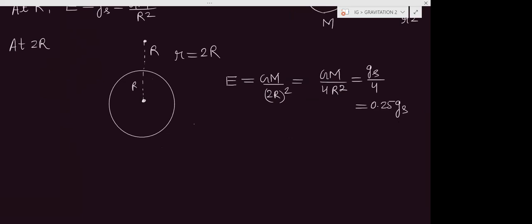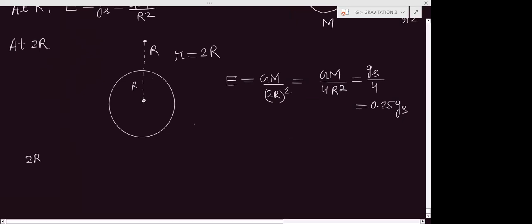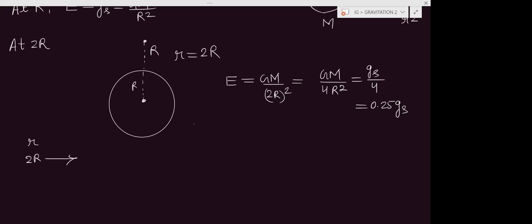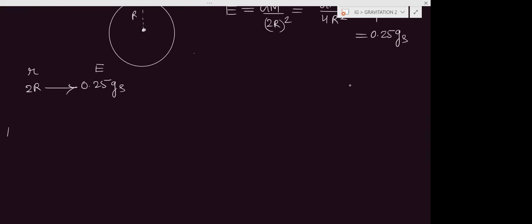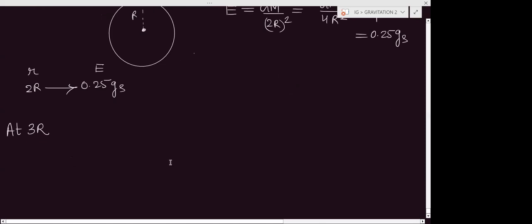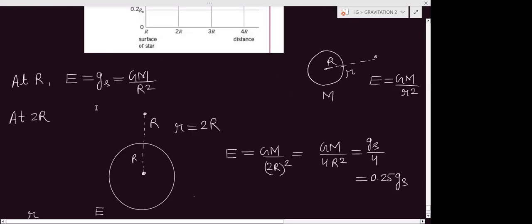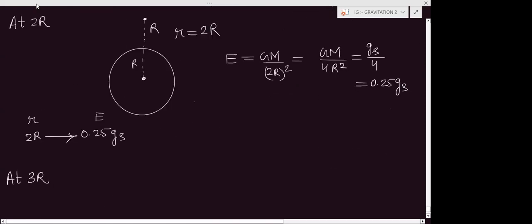Now we get one point, means at 2r distance, the value of gravitational field is 0.25 of Gs. Okay, this is the value of E. Now at 3r, means you will take a point which is at a distance of 2r, like this.